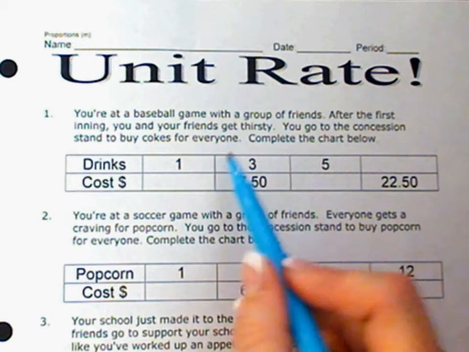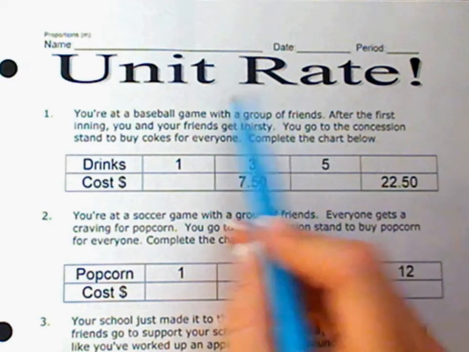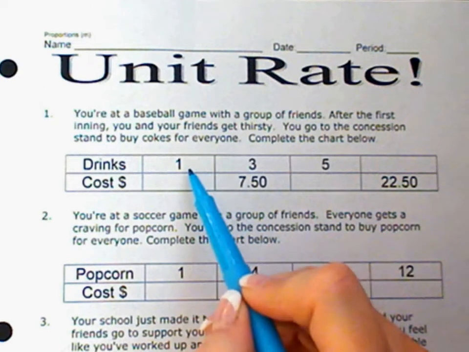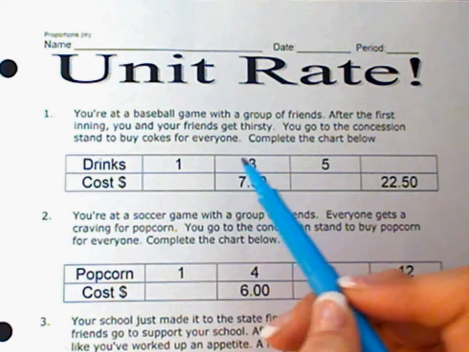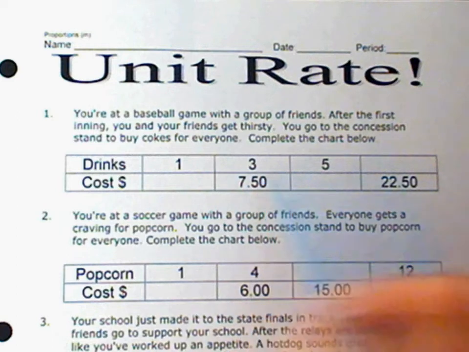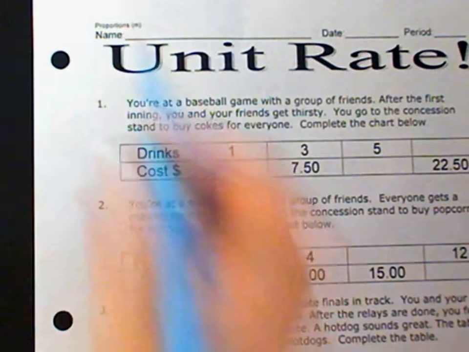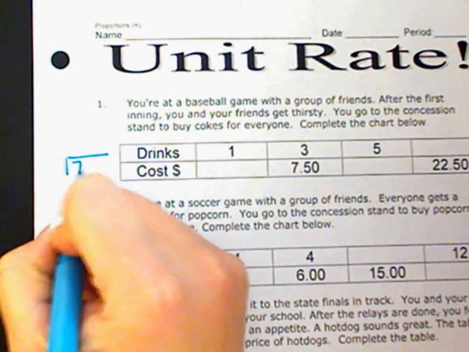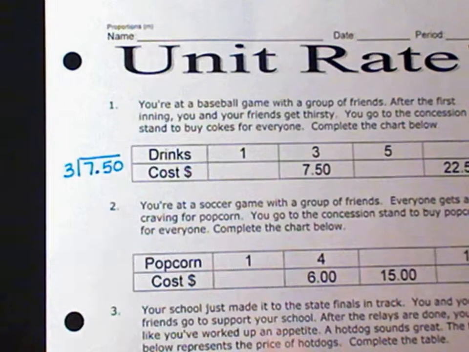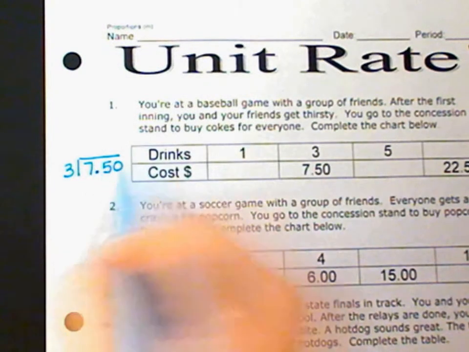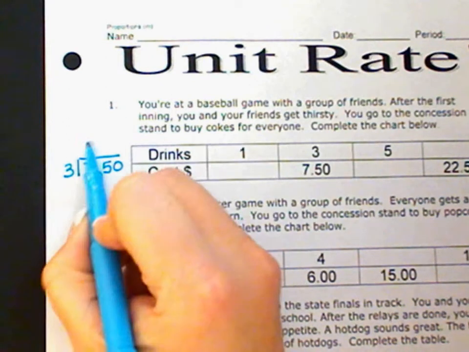3 drinks cost $7.50. Well, to better fill out the rest of my table, I need to find my unit rate. My unit rate is my 1. How much does 1 drink cost? So I'm going to use the 3 and $7.50, and I'm going to divide $7.50 divided by 3. Remember, we're going to worry about the decimal at the end.